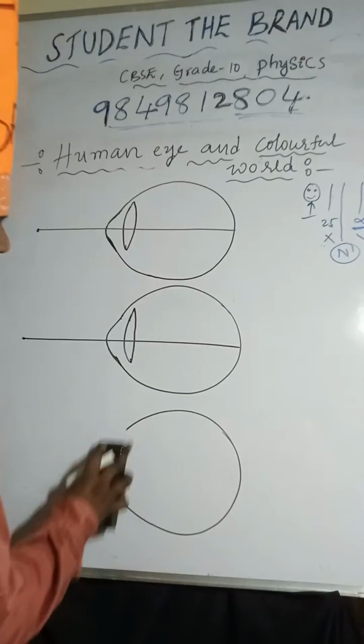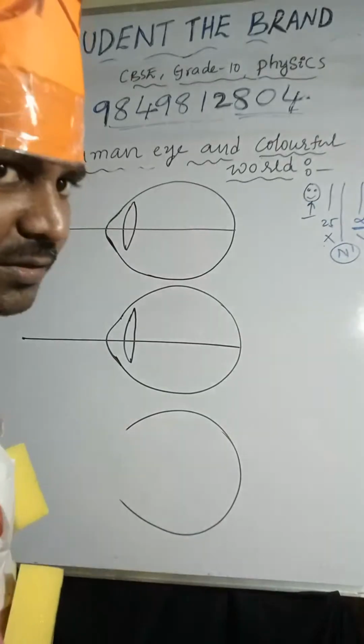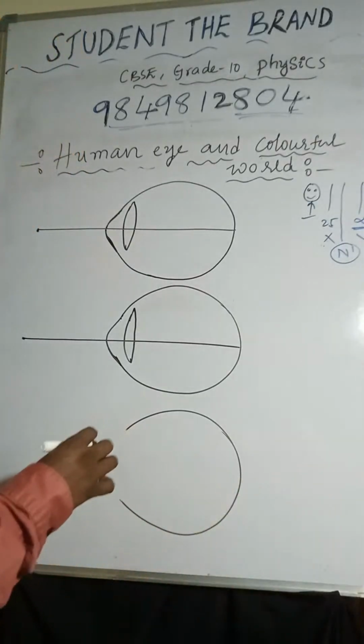So that is a rainbow formation. I will discuss it at the end, when I explain colorful phenomena.